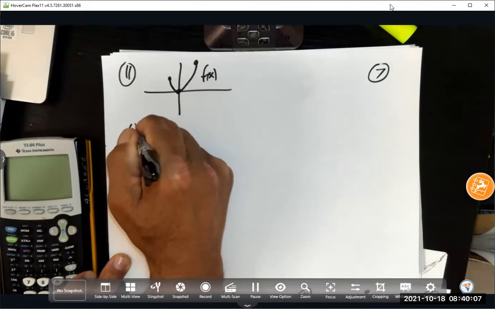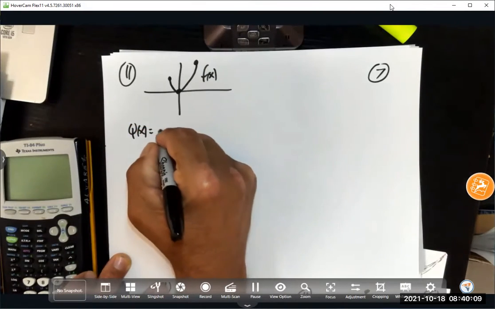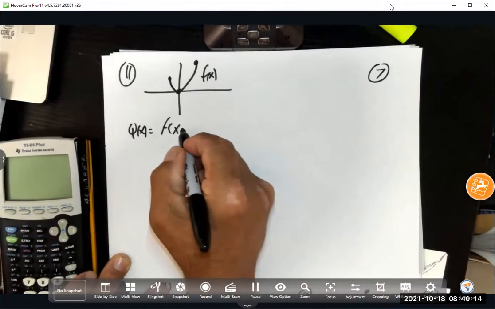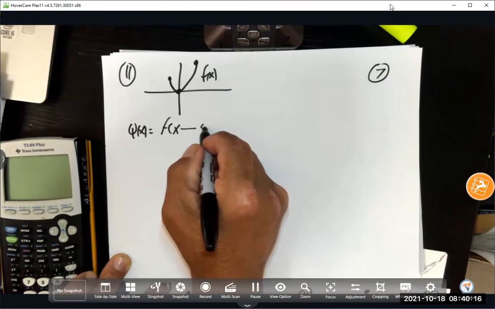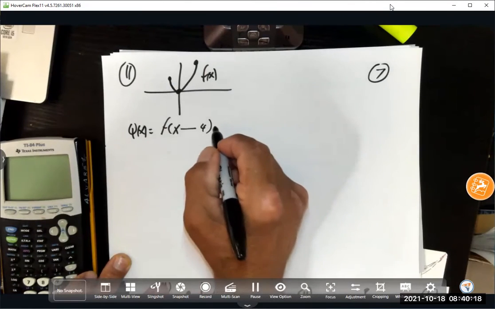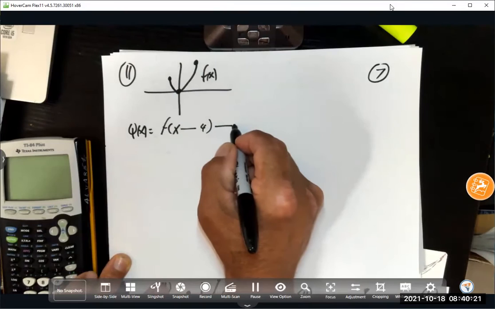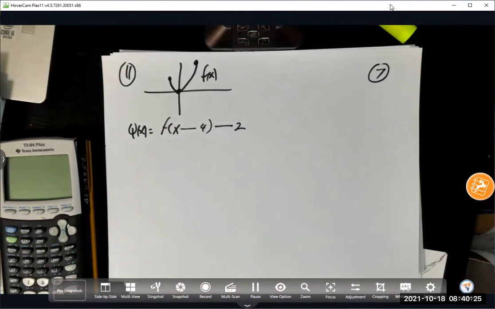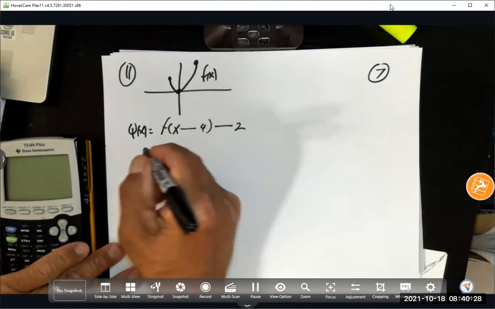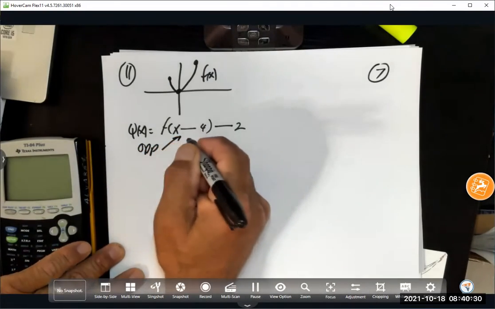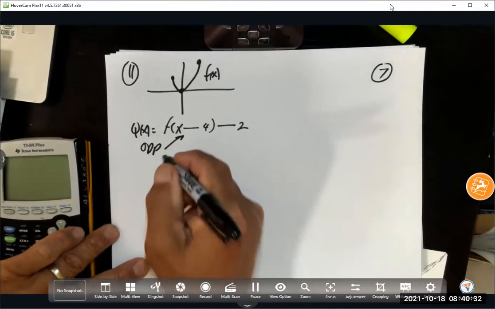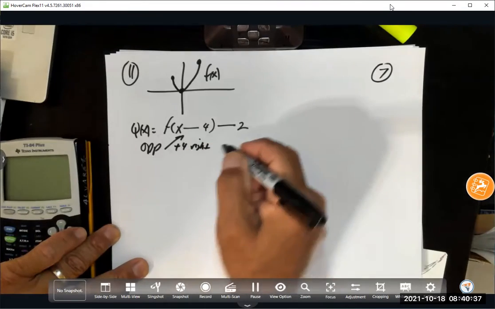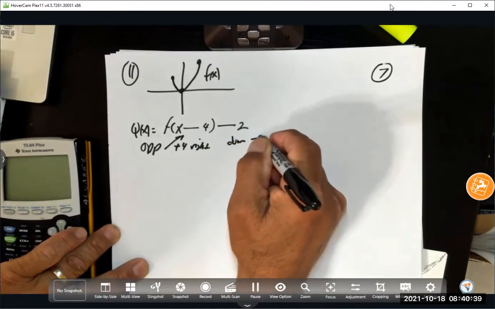And q of x, let's say this is going to be this. Let's say it's f of x, minus 4. And then we'll go minus 2 or something. All right, let's see what this does. It does the opposite of this. So the opposite of -4 is going to be a +4 to the right. And then it's going to go down -2.